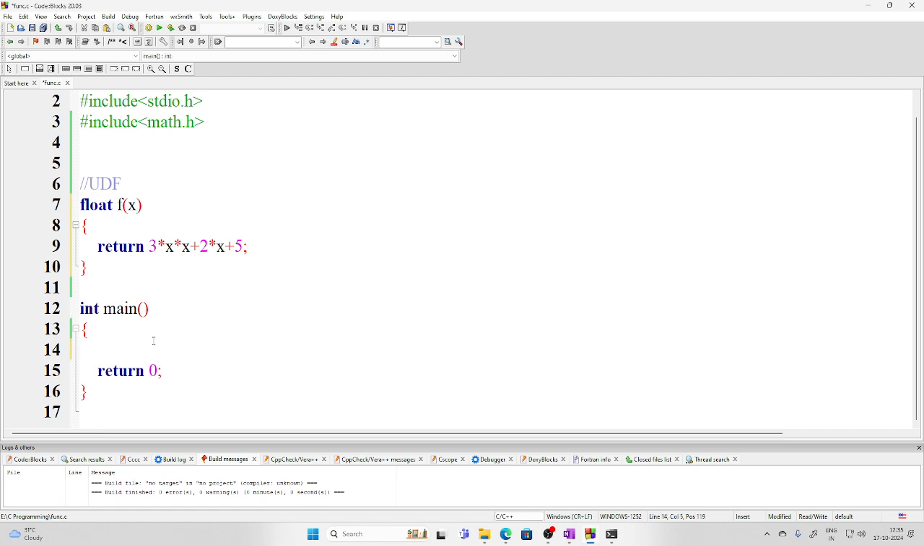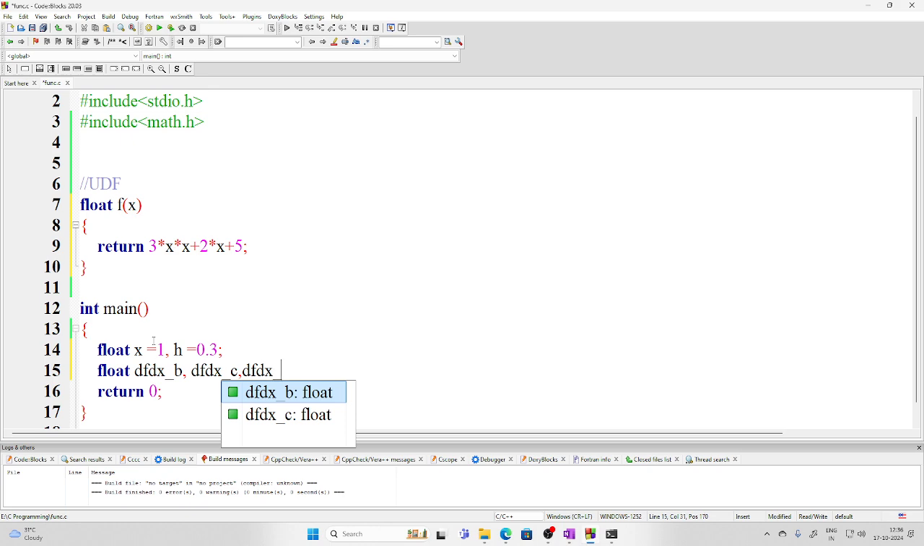Now we have to declare the value of x. Let's say it is 1. Take the value of h, let's say it is 0.5, or some lower value, let's say 0.3. And then apart from this, we have to declare different variables for df dx: backward difference, central difference, forward difference.